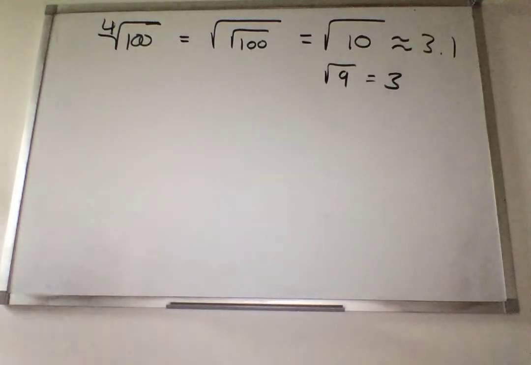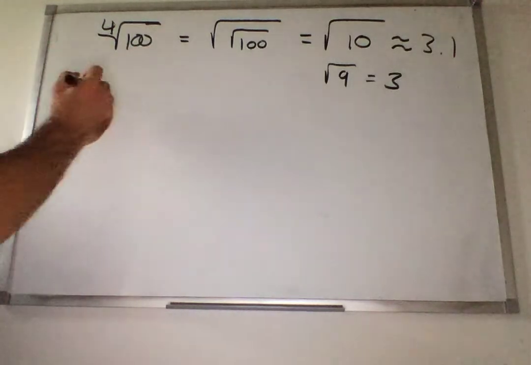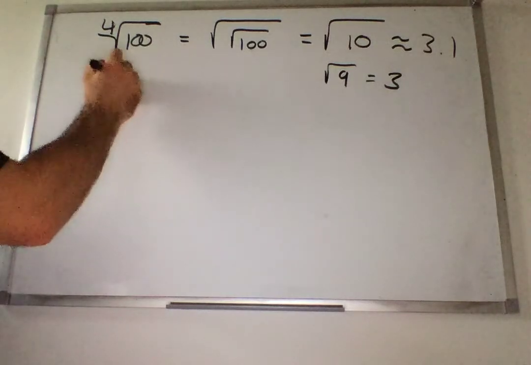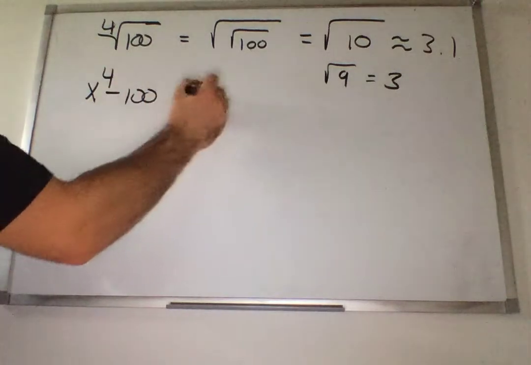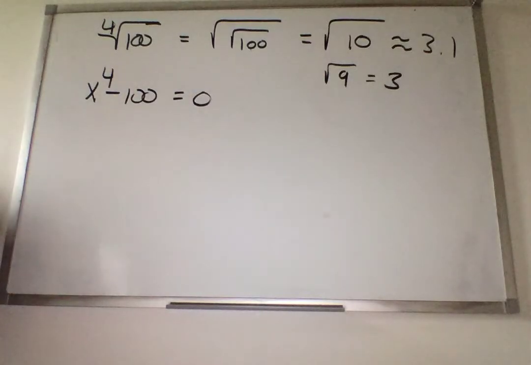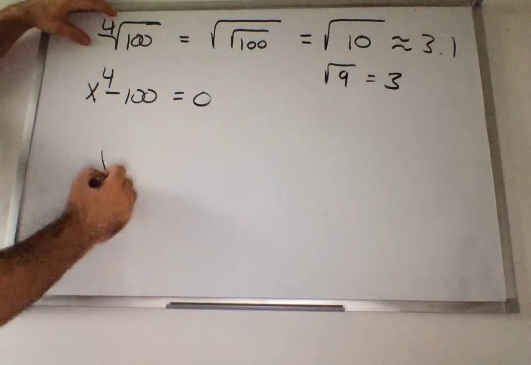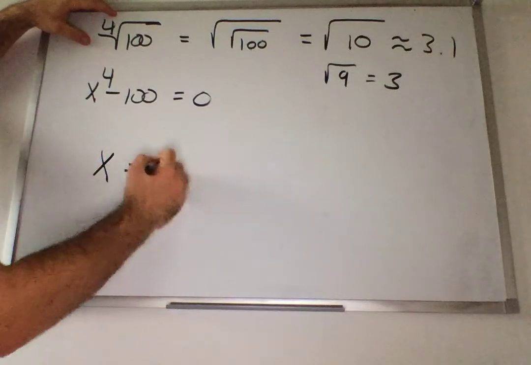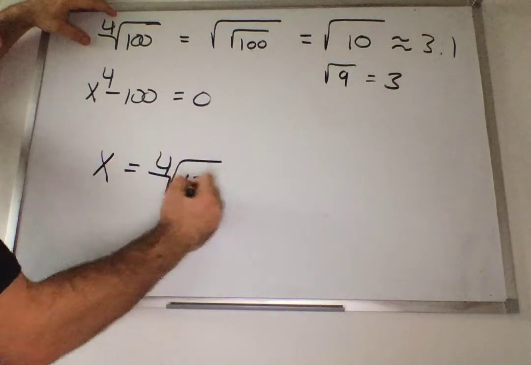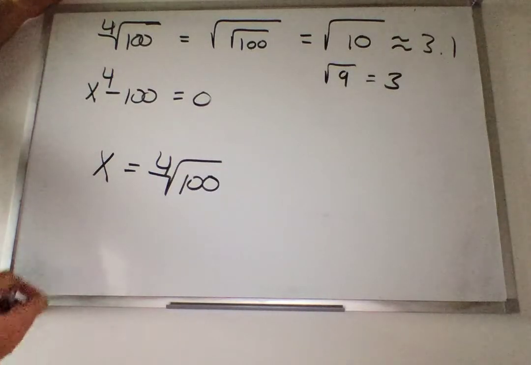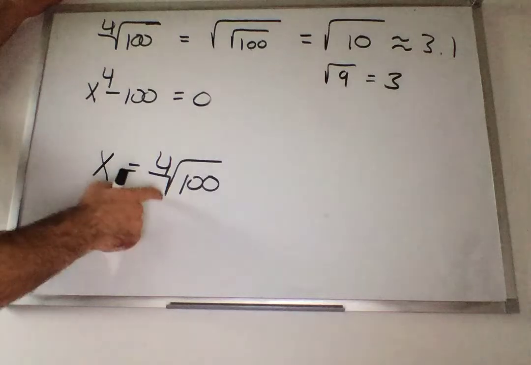Now, we need to come up with a function that models this number right here. And it's going to be x to the fourth minus 100 equals 0. Let me show you how I got that. All I did was take x and set it equal to what I want. And now I just need it to be equal to 0, but I don't want any roots in there.